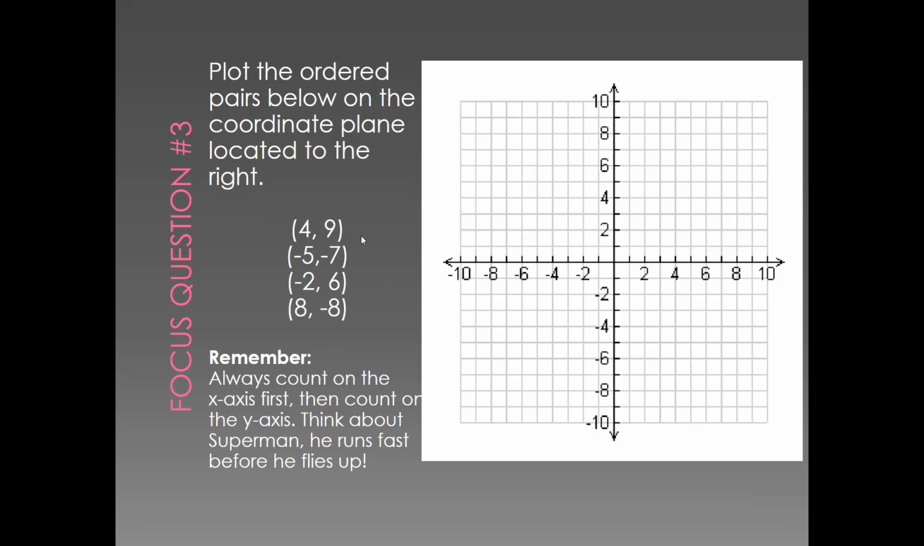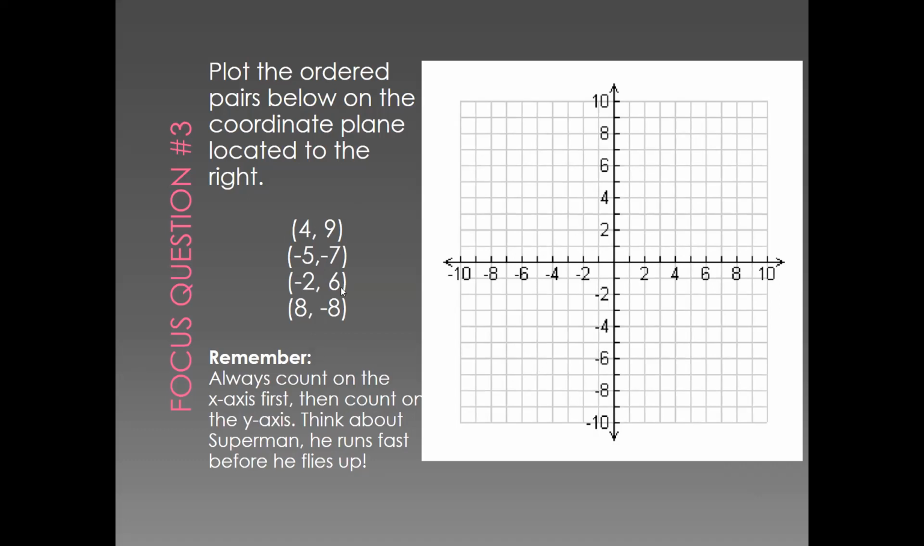Separate. Before I even plot these, if you think back to the quadrant identifiers, remember everything in quadrant 1, both numbers are going to be positive. So this first one's going to be in quadrant 1. 4 to the right, 9 up. 4 comma 9 is going to be right there where I put the arrow. The opposite one's going to be down here. Left 5, down 7.